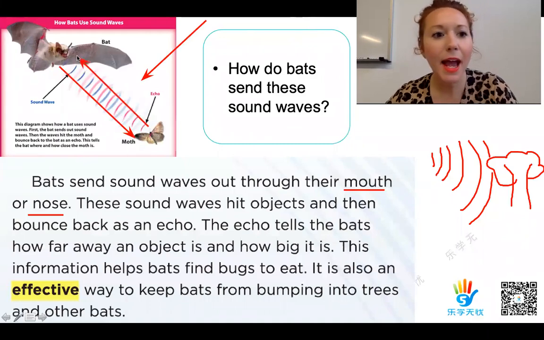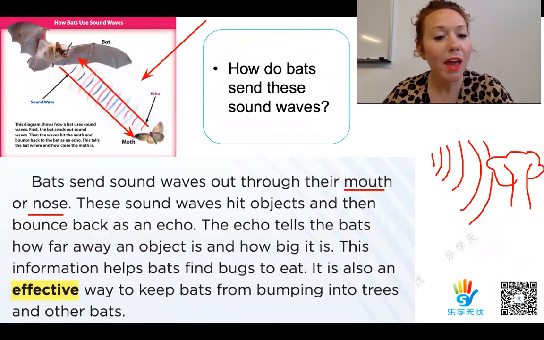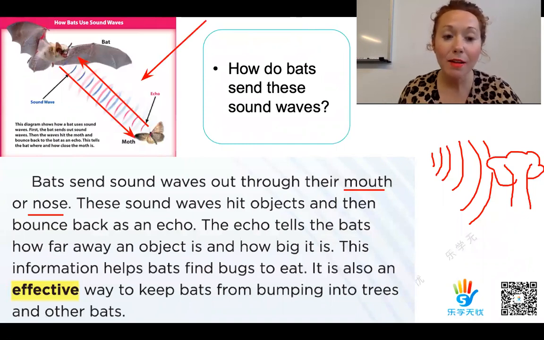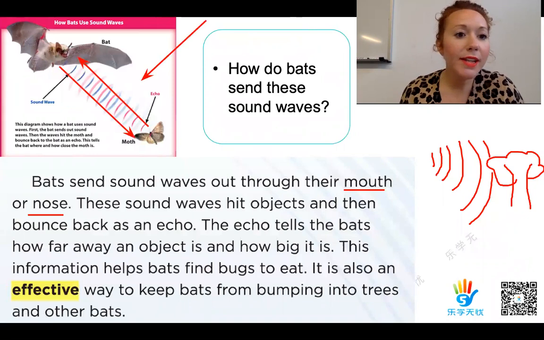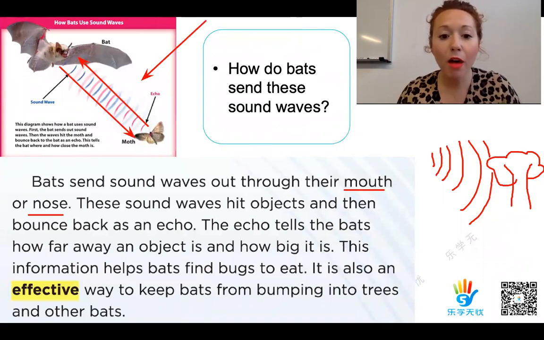It says that this diagram shows how a bat uses sound waves. First, the bat sends out sound waves. Then the waves hit the moth and bounce back to the bat as an echo. This tells the bat where and how close the moth is.